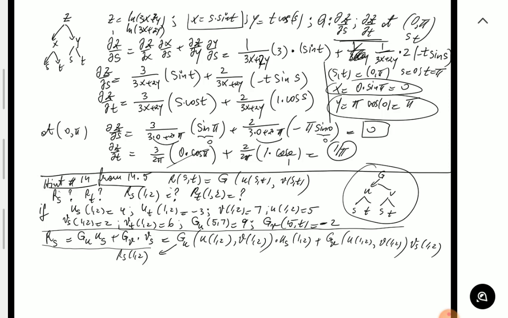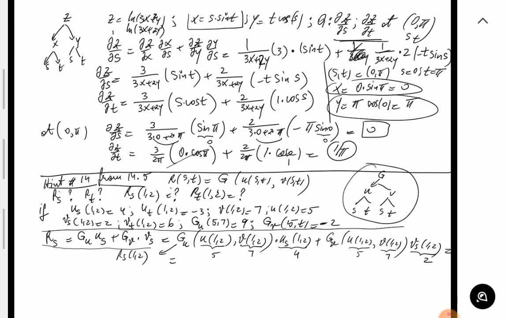Obviously the problem gives you the values that you need to compute this. Starting from the inside out, u_s at 1, 2 is given in the list of these values. That's going to be 4. v_s at 1, 2 is given to be 2. u and v at 1, 2 are going to be 5 and 7, which is the reason you have partial G's at 5 and 7.